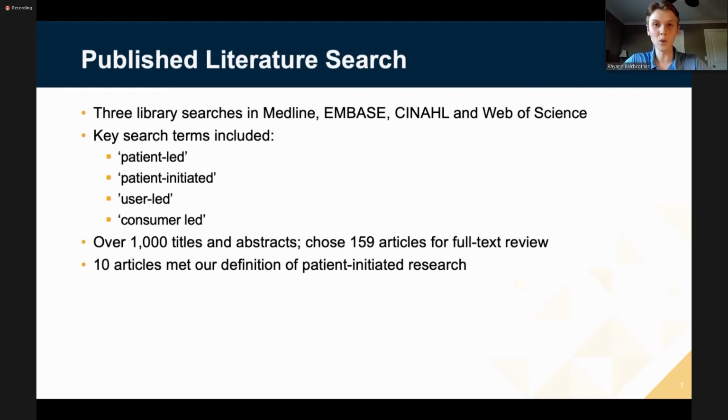Once we made a team decision on whether or not these articles met our criteria, we chose articles for a full text further review. Once we pulled each of these articles, our team found about 10 articles that we believe meet our definition of patient-initiated research.